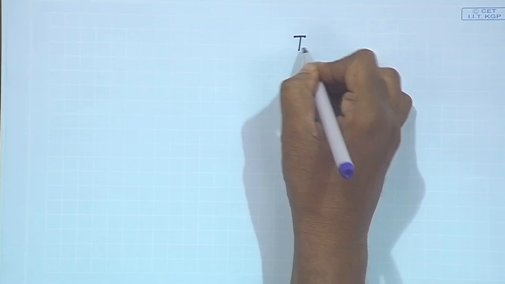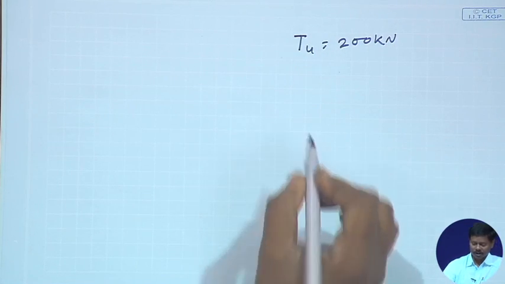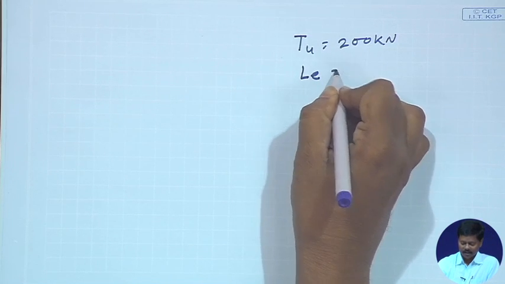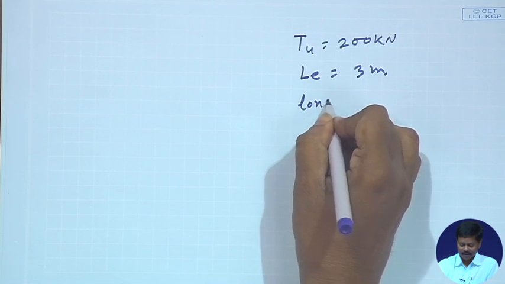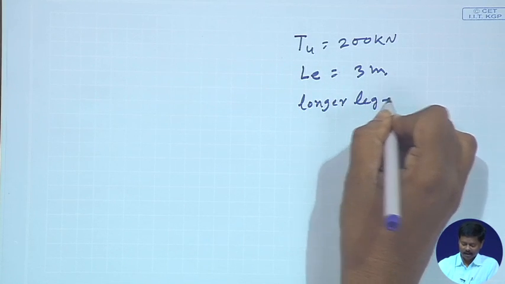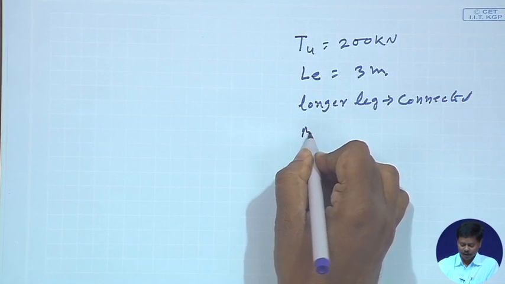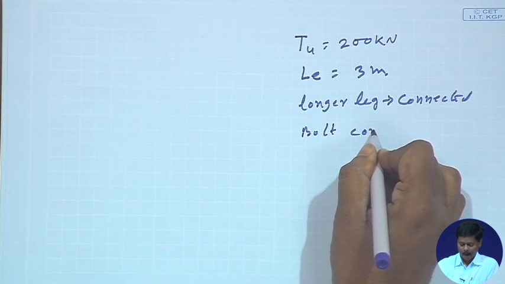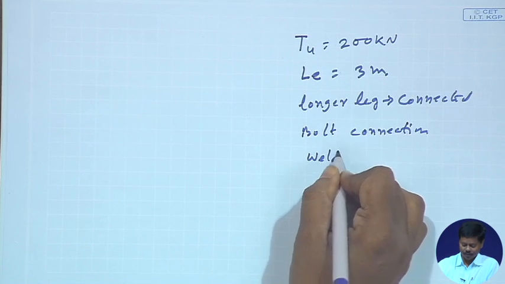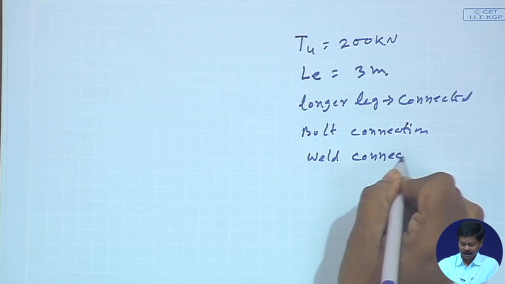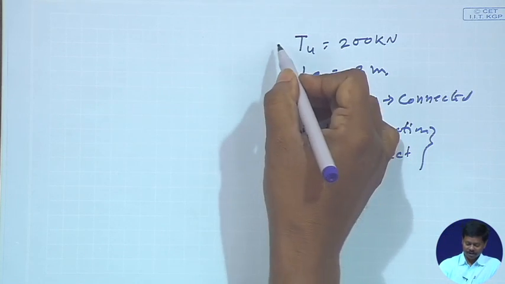One is that Tu is equal to 200 kilonewton, right. Next is length, effective length is 3 meter. Next is longer leg connected, right. Next is bolt connection. Okay. Of course, once we do bolt connection, then we will do weld connection, and we will see how it is varying in the calculation. Okay. So, these 3 things we have to keep in mind.